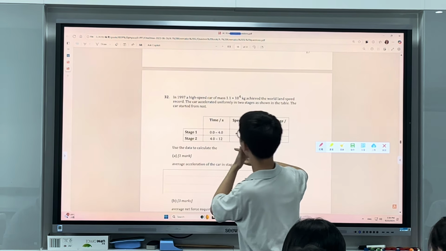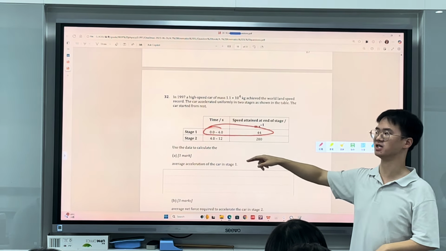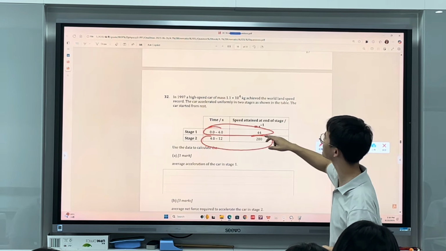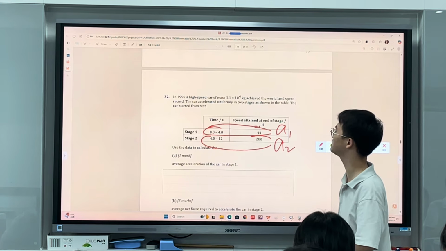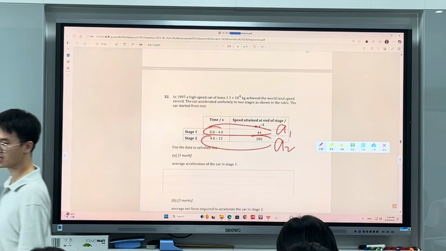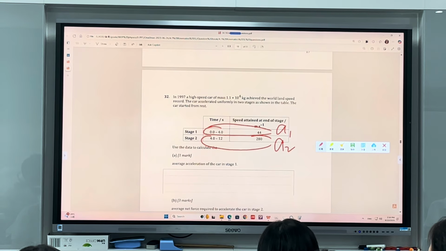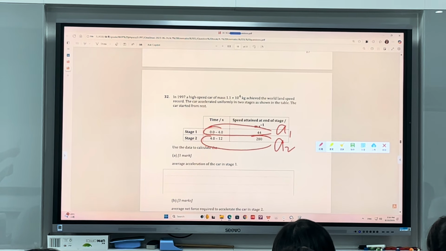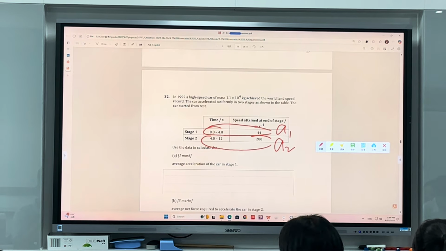So we separate it into 2 stages, right? Stage 1 and stage 2. We calculate the average acceleration for stage 1. We have A1. We calculate average acceleration A2. Then you just apply SUVAT twice, right? You apply SUVAT twice to find the displacement and then add them up together. 这样吗？对啊，different acceleration 嘛。So you need to separate it into 2 stages.